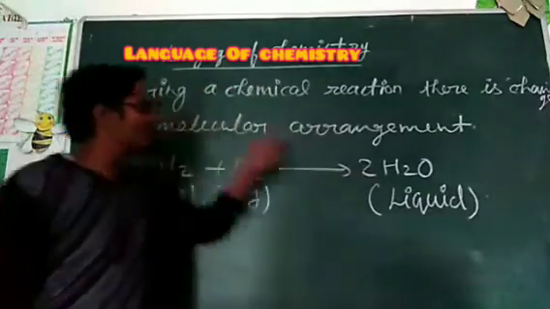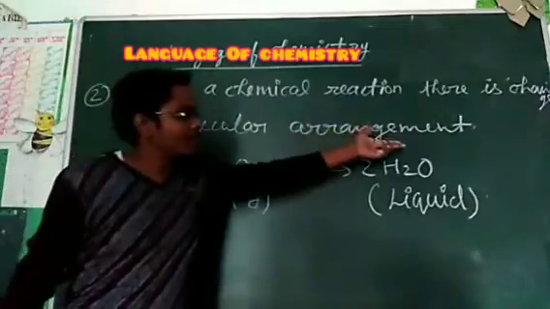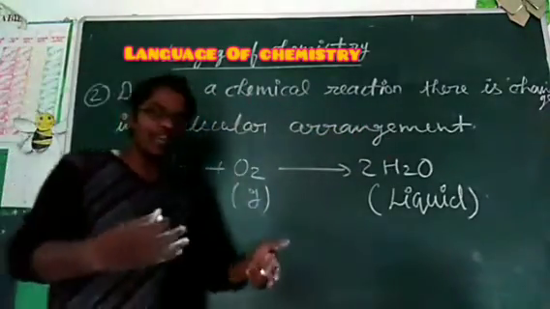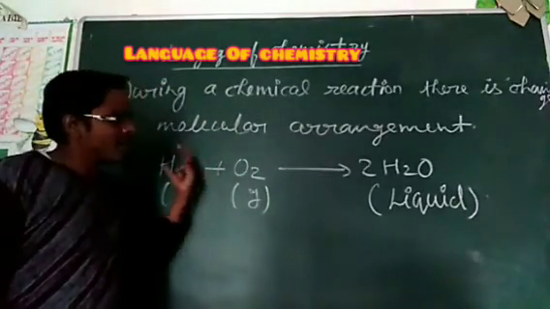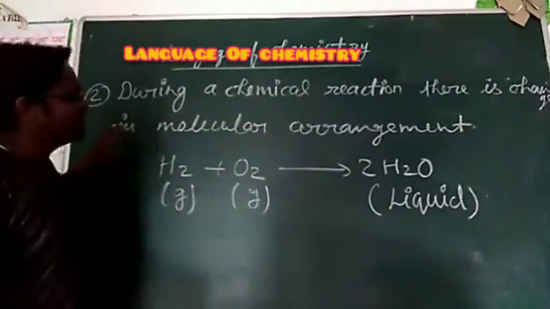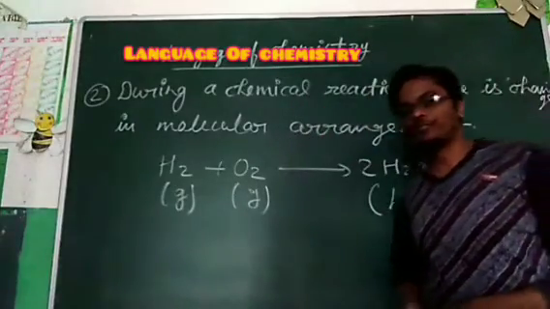How is that possible? Because of this molecular arrangement. During a chemical reaction there is a change in molecular arrangement. Molecular arrangement changes in gases and they become liquid. So this is the second reason which will happen during the chemical reaction.